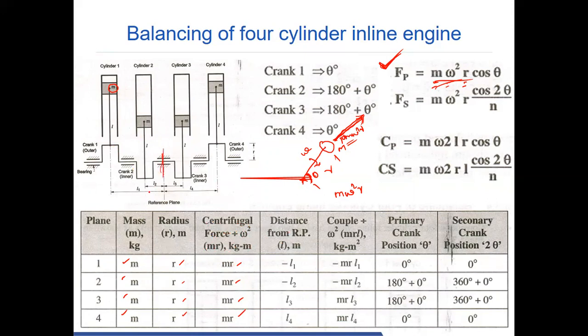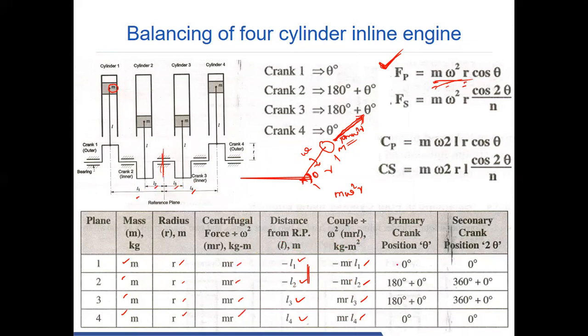Reference plane here. And this is L1, this is L2, this is L3, and this is L4. That is the distance of cylinders 1, 2, 3, 4 from the reference plane. Now if you find the couple, it is force into distance. The distance towards the right is plus, towards the left is minus. So for mr, the distances are minus L1, minus L2, L3, and L4. These two are towards the left, so minus. If you multiply the force and distance, you will get minus mrL1, minus mrL2, mrL3, mrL4. These are all the couples.